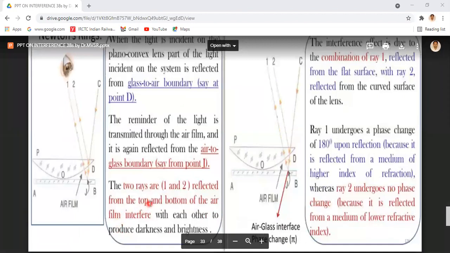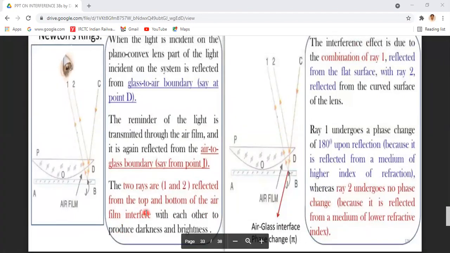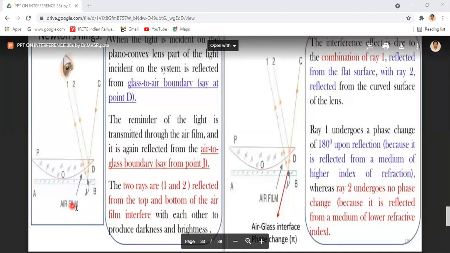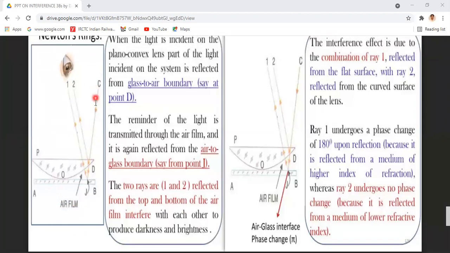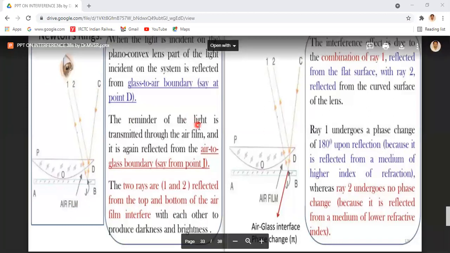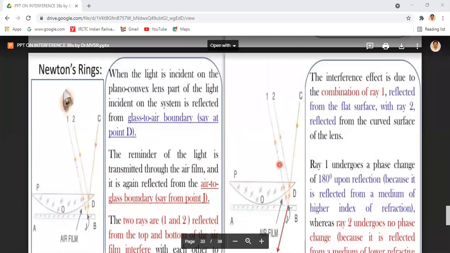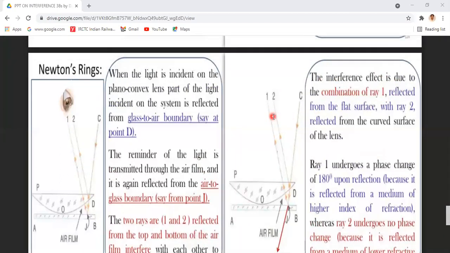The two rays, one and two, reflected from the top and bottom of the air film, interfere with each other to produce darkness and brightness. That means bright and dark fringes are observed, because here we have to incident only monochromatic light, just like a sodium vapor lamp, etc. The reflected light rays participate in the interference phenomena.